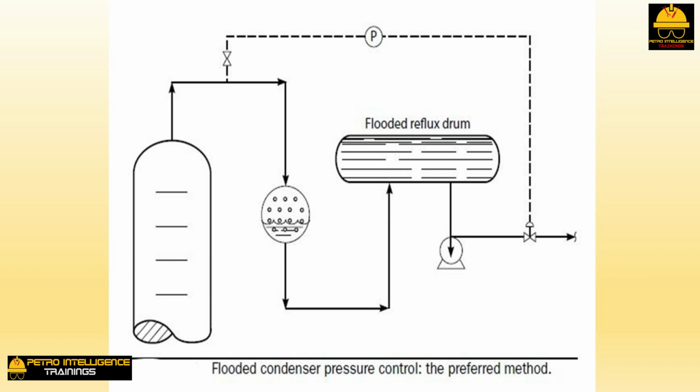In general, flooded condenser pressure control is the preferred method to control a tower's pressure. This is so because it is simpler and cheaper than hot vapor bypass pressure control. Also, the potential problem of a leaking hot vapor bypass control valve cannot occur. Many thousands of hot vapor bypass designs have eventually been converted at no cost to flooded condenser pressure control.